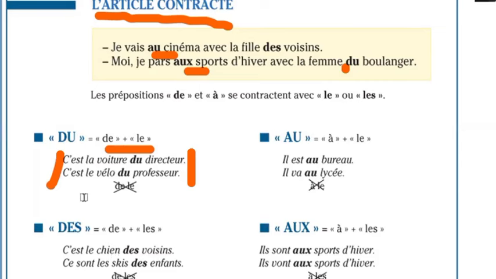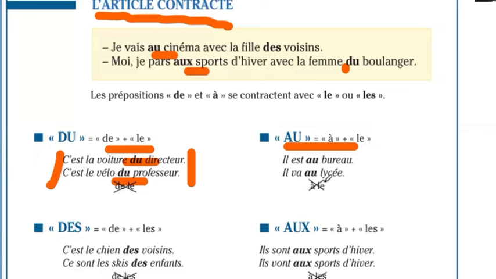What happened here is that for these two "du" you have here, it's supposed to be de plus le, but we now contract them together and that becomes du. Now that's "of the". Now come to the next one. Au is à plus le, preposition à and le. Il est au bureau. He is at the office. Il va au lycée. He is going to school, or to the college.